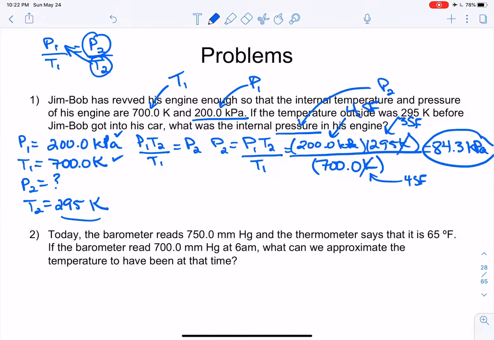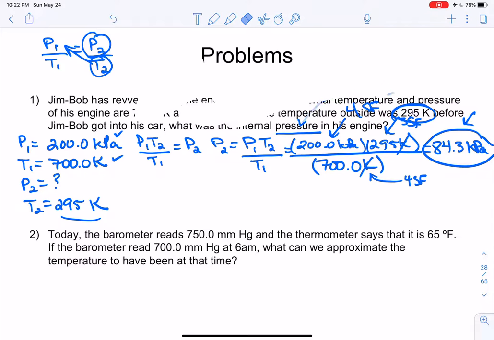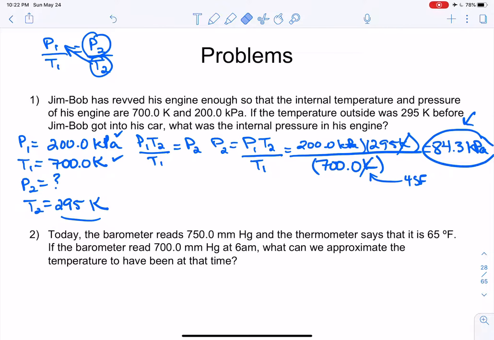So Jim Bob's engine was at 295 Kelvin and 84.3 kilopascal. And when he revved his engine, it heated up to 700 Kelvin and 200 kilopascal for the pressure. So that makes sense. When he heated it up, it went to a higher temperature and a higher pressure. Now, one thing that students always ask me is, wait. What happened here was Jim Bob actually started where the engine was 295 and we didn't know the pressure. And then he revved his engine and we got 700 Kelvin and 200 kilopascal.